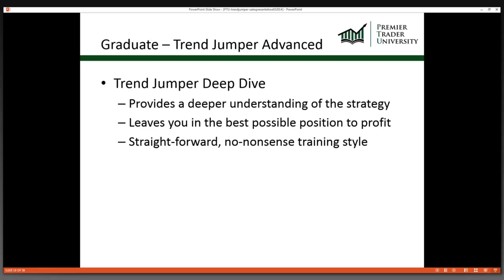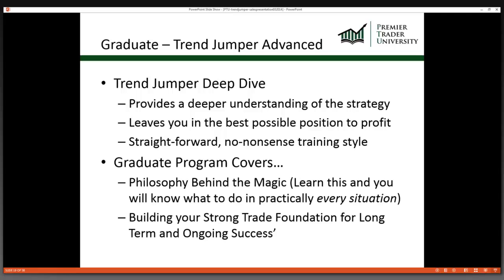but this is where it gets really exciting. We take a much deeper dive into the Trend Jumper, really go a lot deeper into the strategy, why it works, what works best. This is where we really start to improve your overall performance. Troy has more time to really take you through kind of what we call the philosophy behind the magic.